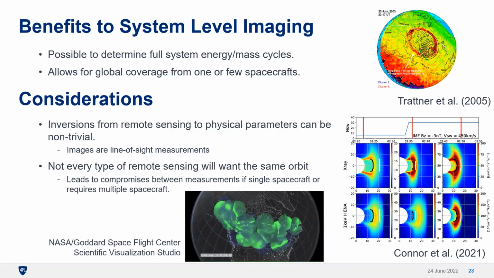you can also then start looking at, well, what can we get from remote sensing observations? And so for this, one of the really great things is it's possible to determine the full system energy and mass cycles. It allows you to get global coverage from one or a few spacecraft that can be sitting there and really look at the system as it stands.